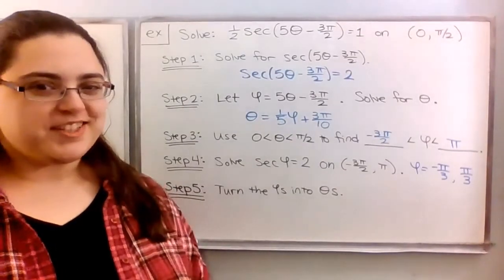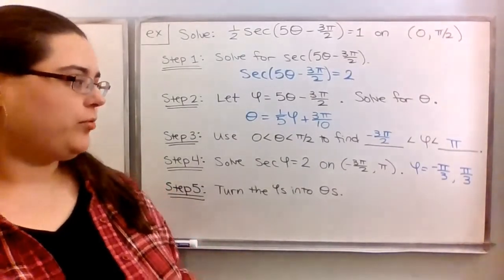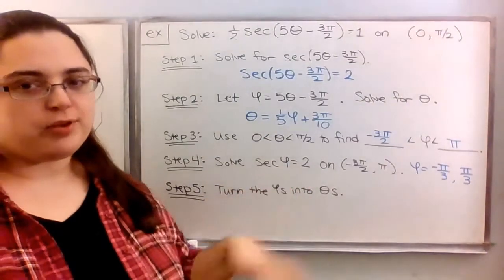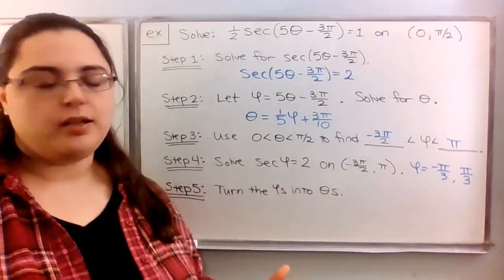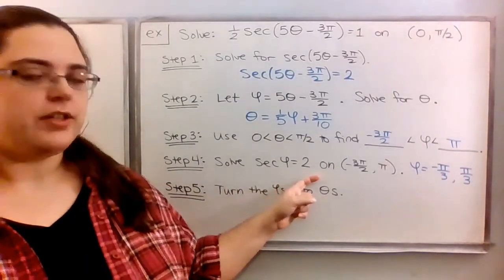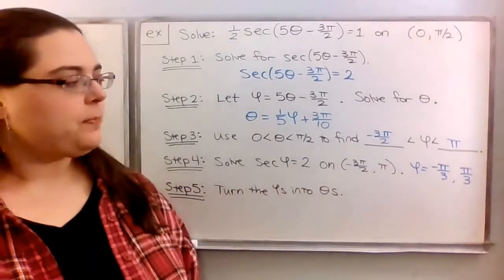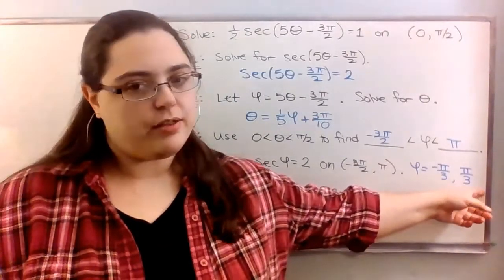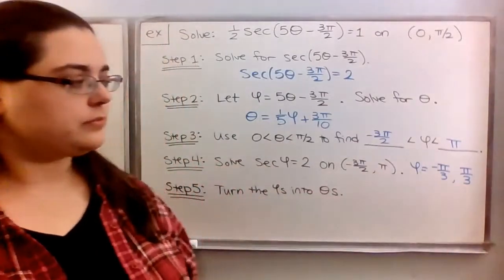All right, so hopefully you took the time to pause and work through this one. So if secant was giving you trouble, remember you can always turn that into cosine. So you would have cosine of phi is equal to 1/2. So you can use that to help you out. And I got a solution of -pi/3 and pi/3 for that.